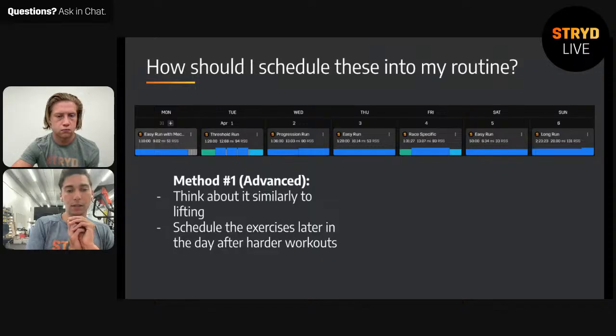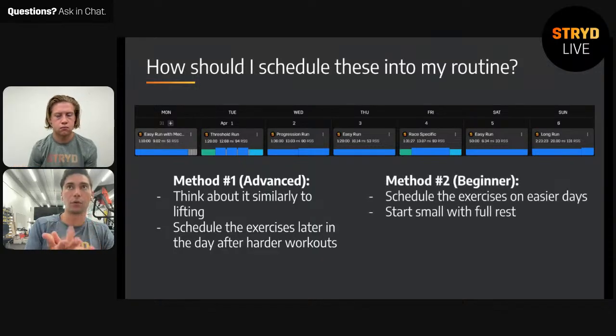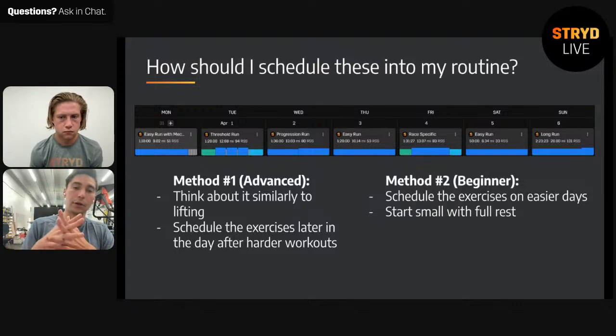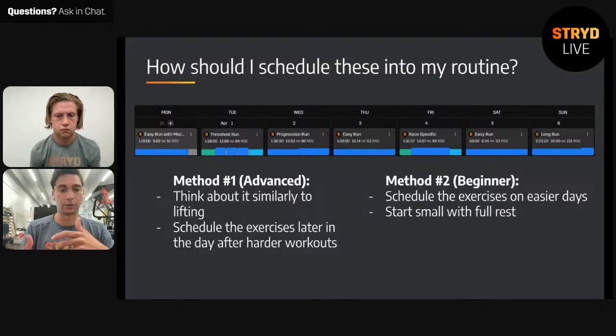And then, for example, if you're a more beginning runner, I would actually say the opposite. Because you're so new to learning these exercises and having that load on your body, I would definitely schedule them for easier days. And definitely start small. Definitely give yourself rest. We're not trying to get this done as fast as possible. We're trying to make sure we're doing it with good form, executing correctly, and not making ourselves too sore for, say, the threshold run or the long run the day after.